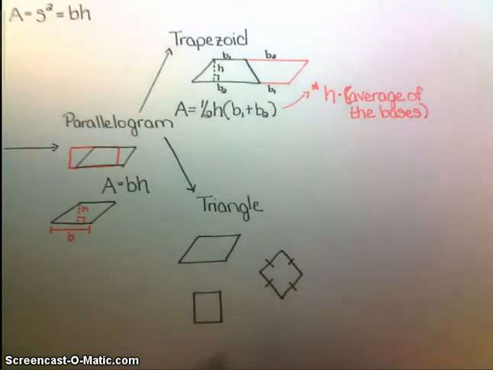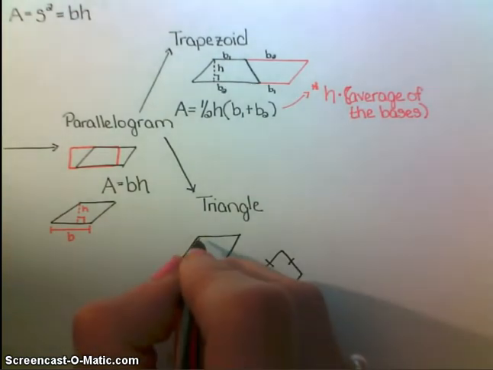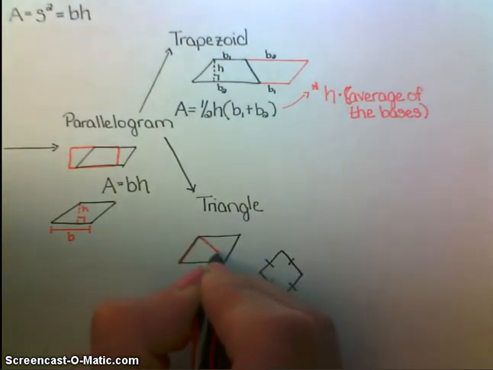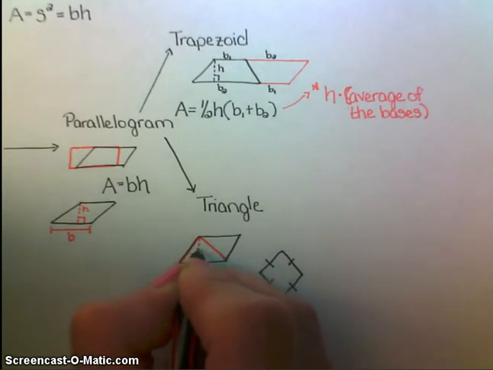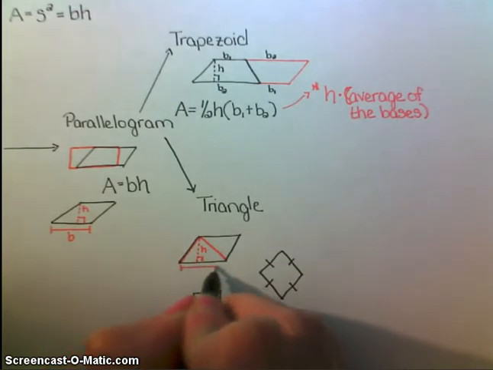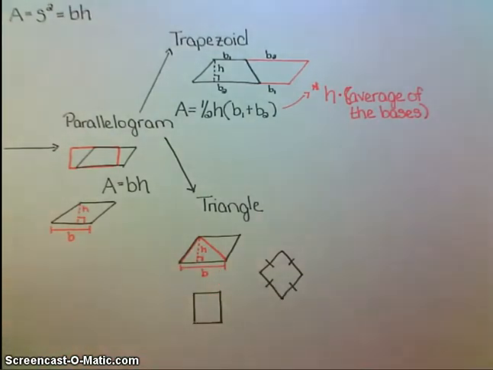A rhombus looks like a square. It's more tilted, probably more so than what my picture is there. But on all of these, I can create triangles. Okay? I can create a triangle with this side, and the height of this triangle would be the height of the parallelogram itself. And of course, this is my base. So I still have base times height, but I only want half of it.